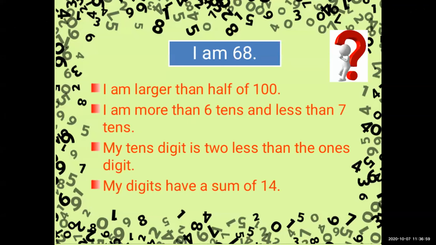So it is a simple question. It is 68 because it is larger than half, and present between 60 and 70. My tens digit is 2 less than the ones digit, and my digits have a sum of 14. 6 plus 8 is 14. Very simple question. Correct? Okay. So from A and B, B has qualified for round 3.